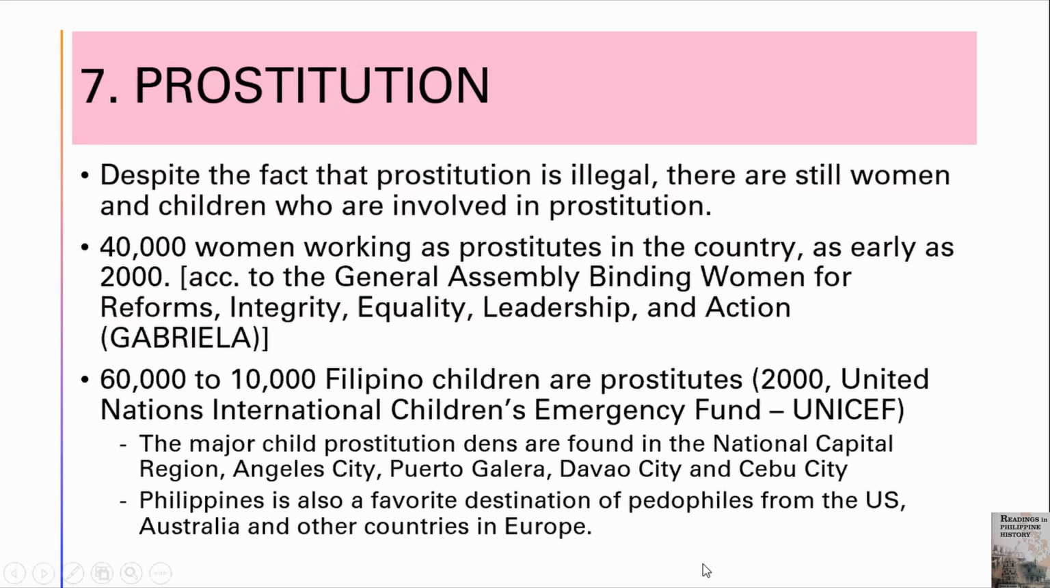Pedophiles are adult men or women who abuse or use children below 14 years old as their sex object. So pedophiles from the US, Australia, and other countries in Europe come here in the Philippines to abuse or to victimize our children. They're really the people that need to be killed.